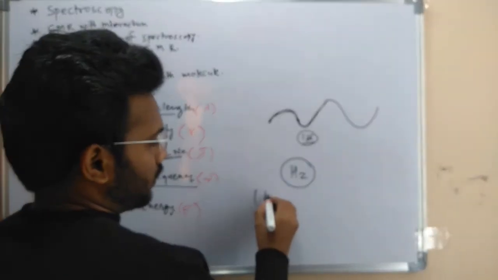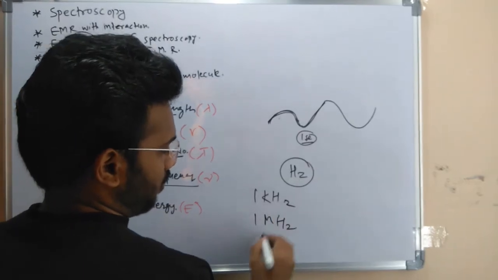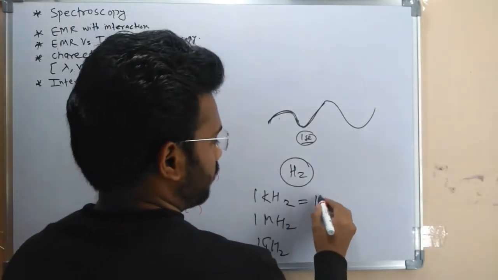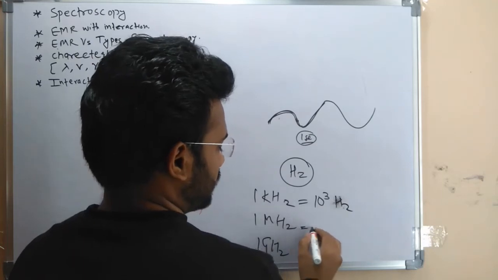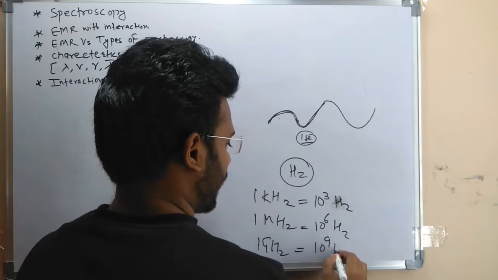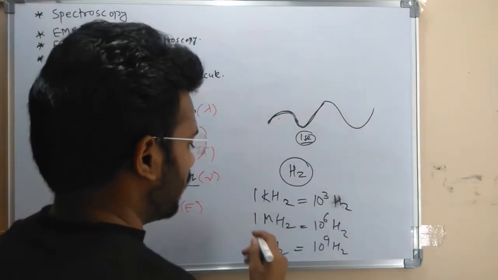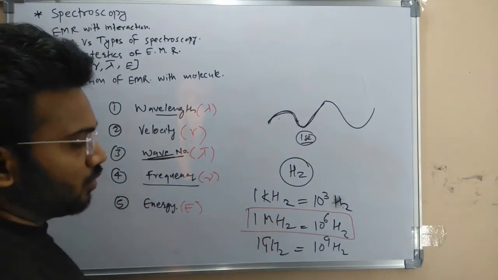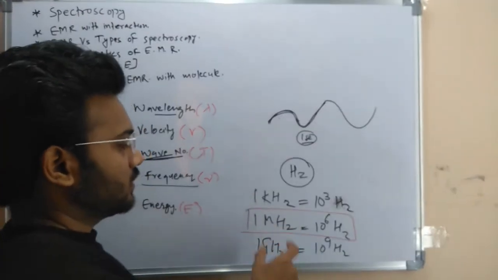Suppose 1 kilohertz, 1 megahertz, or 1 gigahertz. 1 kilohertz means 10 raised to the power of 3 hertz, 1 megahertz is 10 raised to the power of 6 hertz, and 1 gigahertz is 10 raised to the power of 9 hertz. The most important unit is the megahertz. Why is this very important? Because in NMR spectroscopy, most of the time we use the megahertz unit.